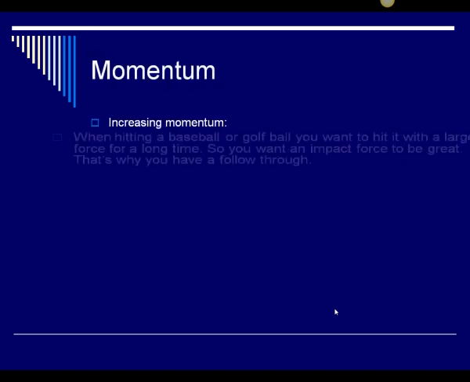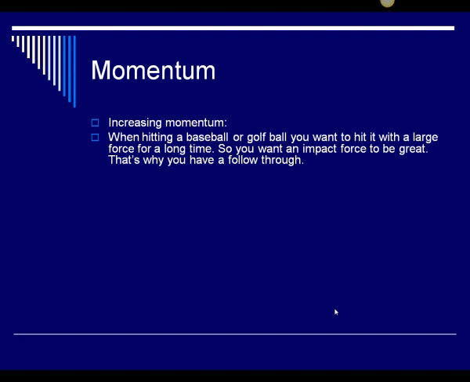All right. Increasing momentum. When hitting a baseball or a golf ball or kicking a ball, you want to hit it with a large force for a long time. So you want an impact force to be great. That's why you have a follow-through. If you've played any kind of sport where you've swung a bat or swung a club or something like that, your coach always tells you to follow through and swing all the way through the ball because you're going to have a greater change in momentum. You're going to impart a bigger impulse onto the ball by doing that.